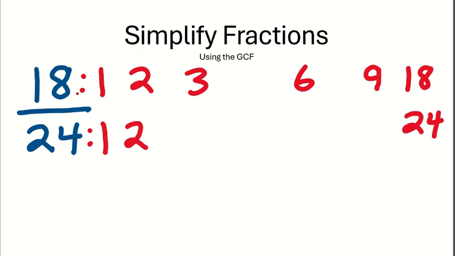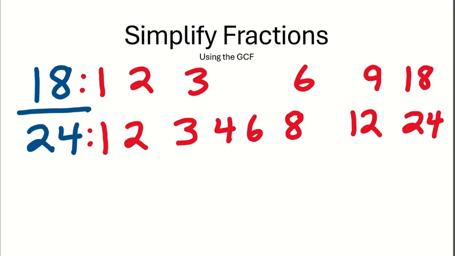2 times 12 is 24. And then, of course, 3 times 8 is 24. And, I almost forgot about 4 times 6 is 24. So there's a few extra factor pairs there. So what is the biggest one that appears on both lists? That's right, 6 appears on both lists, and it's the largest common factor, or greatest common factor.